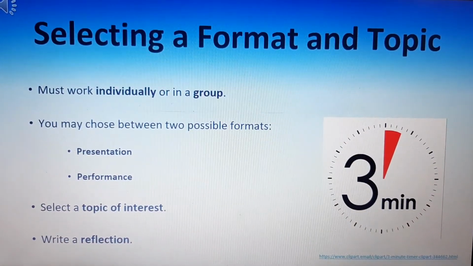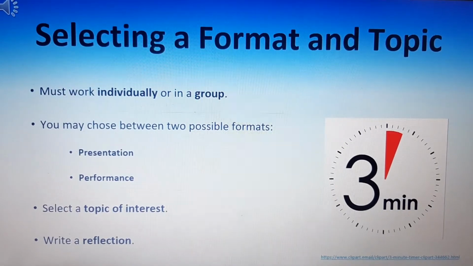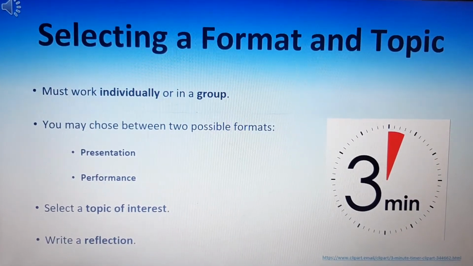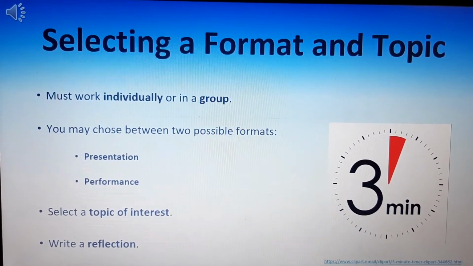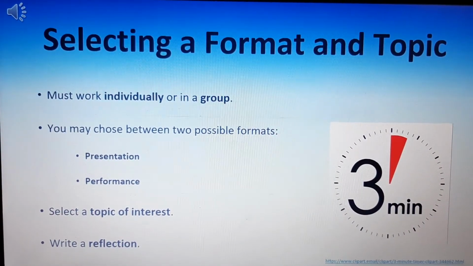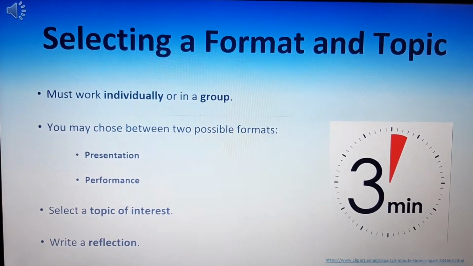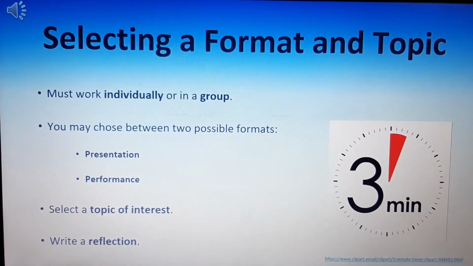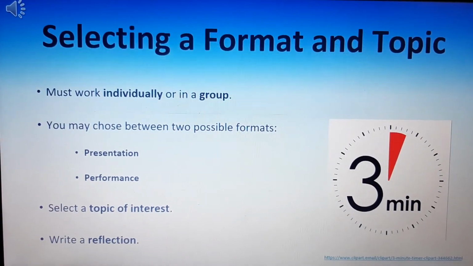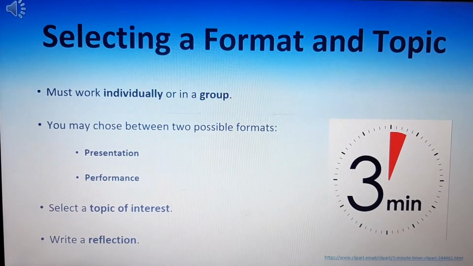Selecting a format and topic. You must work individually or in a group. You may choose between two possible formats. These two formats are presentation or performance. You must select a topic of interest and write a reflection.